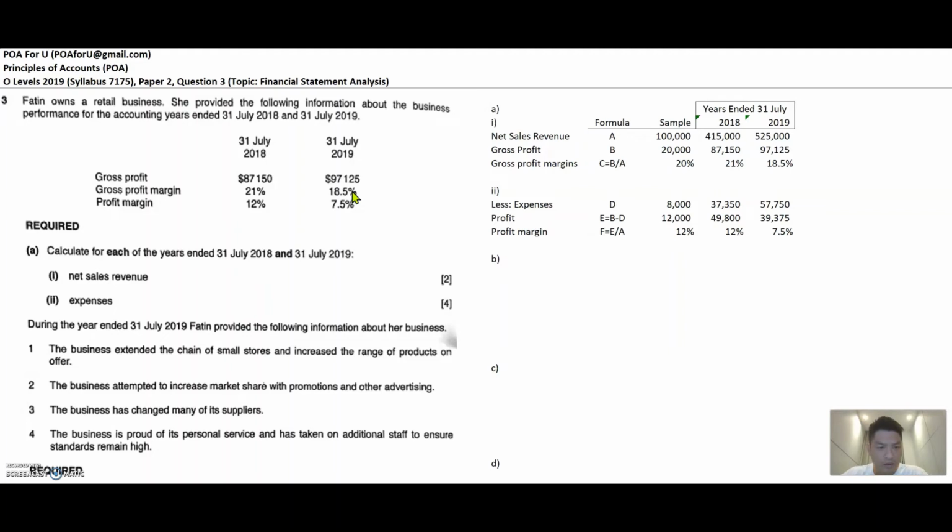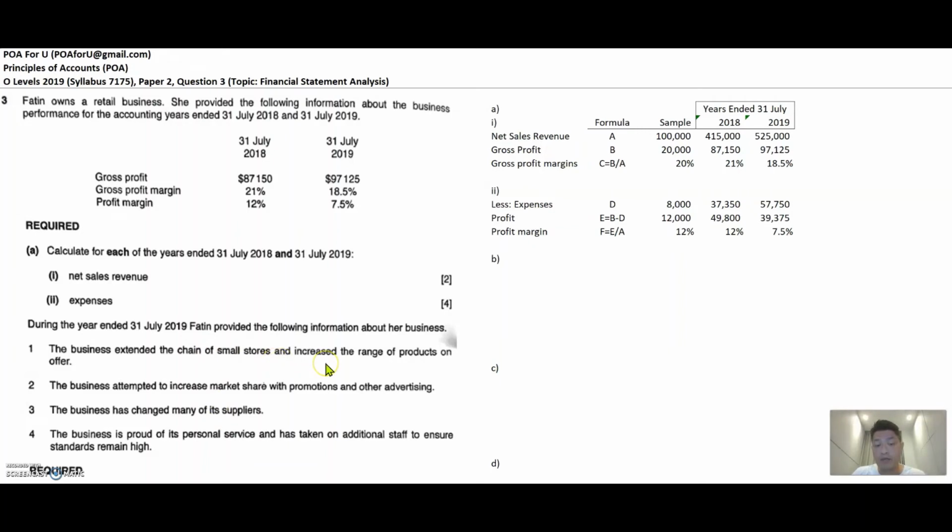So why would this happen? Now, if you look at this additional information here, they say that they've expanded to new stores and also new range of products. They've also increased promotions and advertising, changed suppliers, and also invested more in additional stuff to keep up service standards. Some of this would affect gross profit.